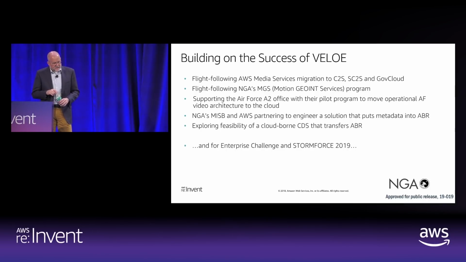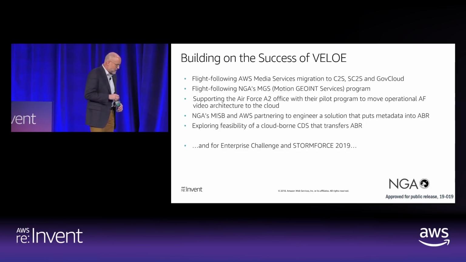Another thing we're doing is putting metadata into ABR. That's one of the downfalls of ABR, adaptive bitrate that Matt talked about. There's no metadata. And if you're a video scientist, if you're an analyst, that breaks your heart because you don't know where it was taken, you don't know when it was taken, you don't know where it was taken from. It is situational awareness purposes only, really.